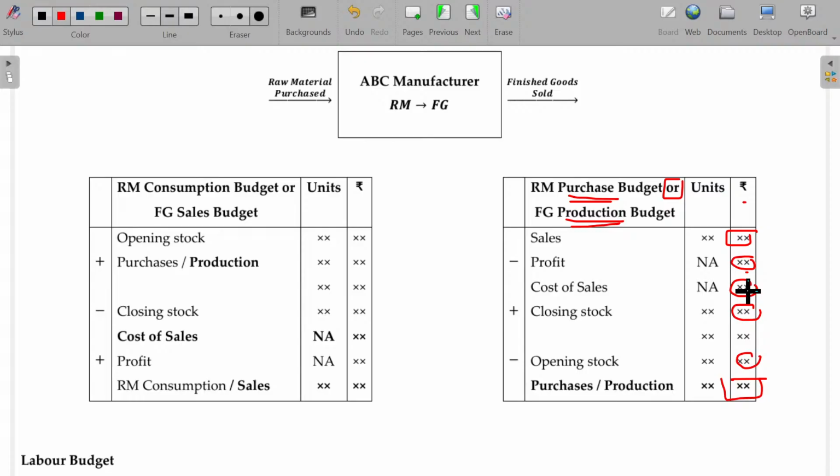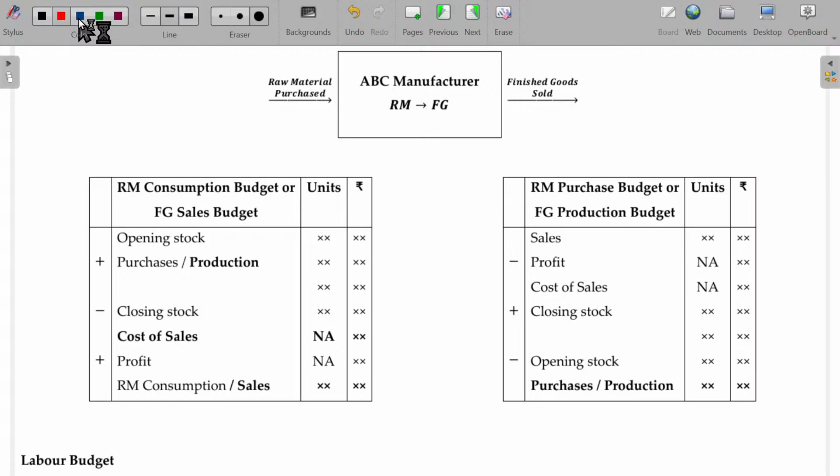Then the sales budget is equivalent to what? Raw material consumption budget. Sales means I am selling to the outside. Raw material consumption means the purchased raw material is consumed by myself. So the raw material consumption budget is similar to the finished goods sales budget. In case of the sales budget, opening stock plus purchases minus closing stock, you will get the cost of sales, and profit is added to get the sales. But here you are not going to sell, you are going to consume it yourself.